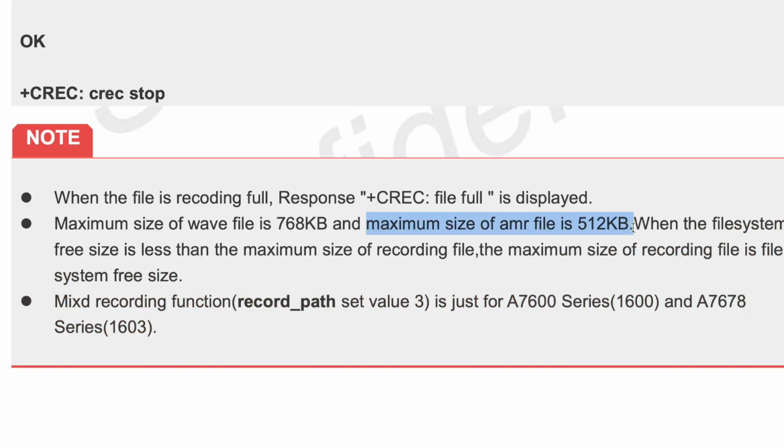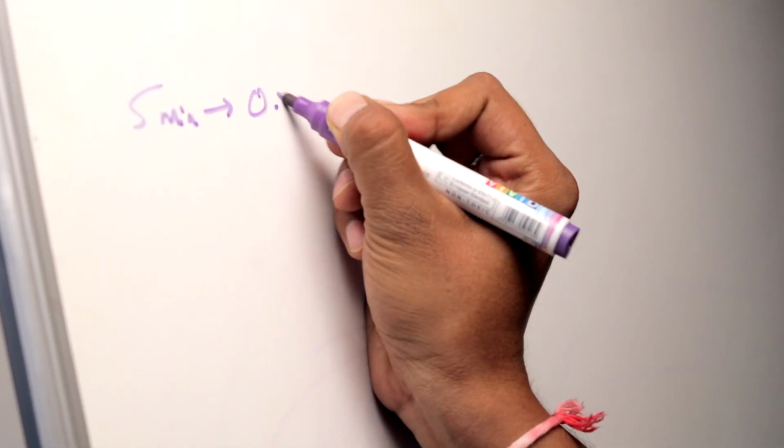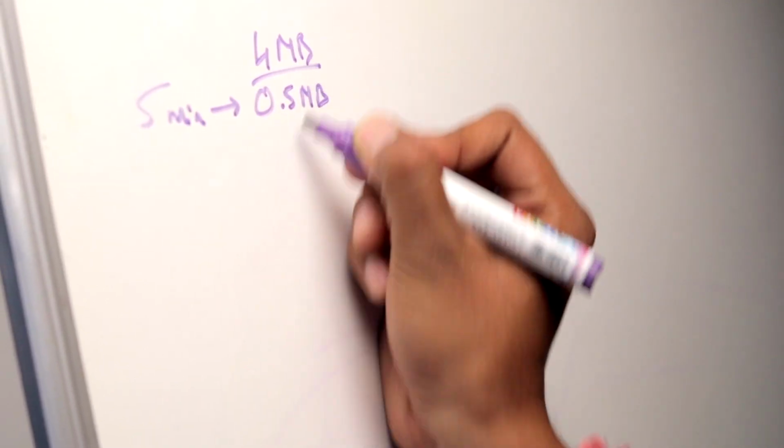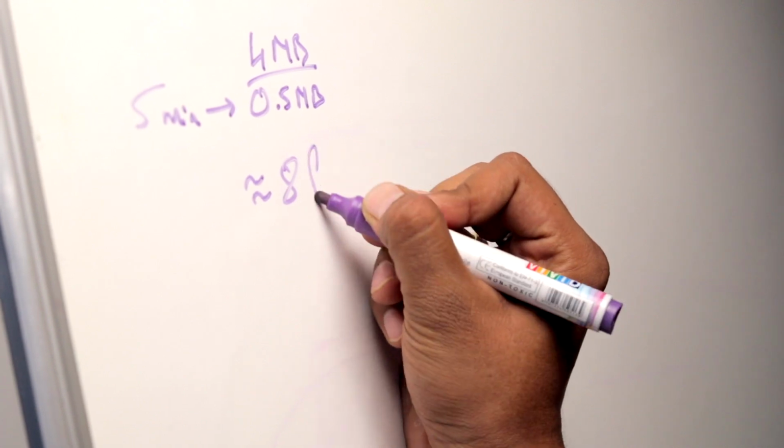So on the AT command sheet, it is mentioned that you can store one single AMR formatted file up to 0.5 MB. And when I calculated the time of that audio file, it was around 5 minutes, you can say. So now let's do the calculation. 5 minutes of file will consume 0.5 MB of storage. The maximum storage is 4 MB. That means we can store up to 8 files.